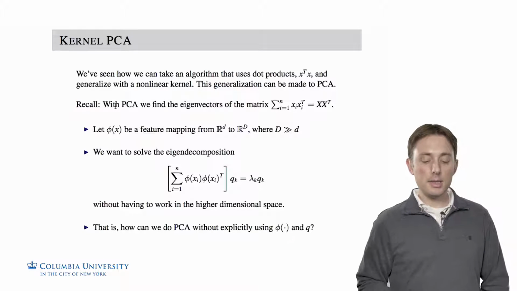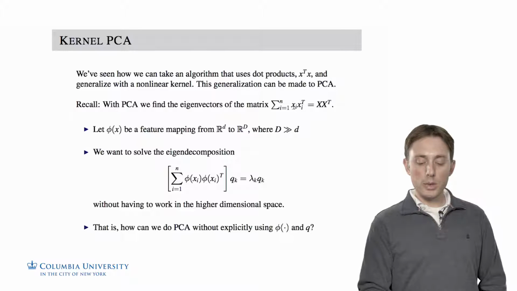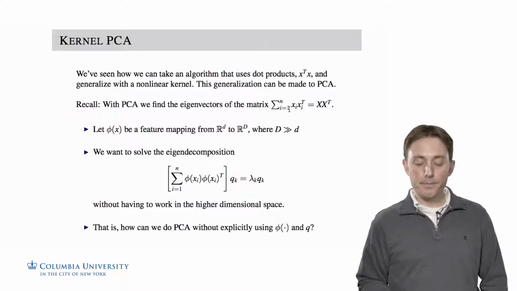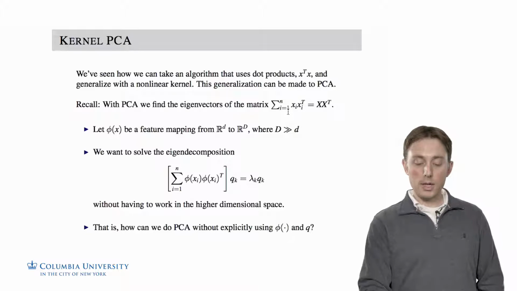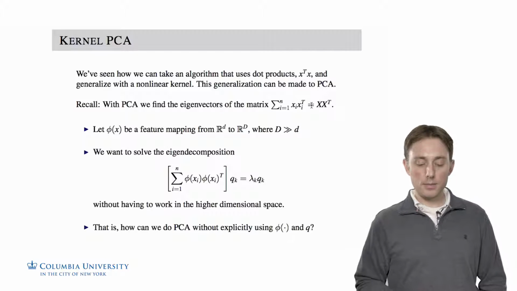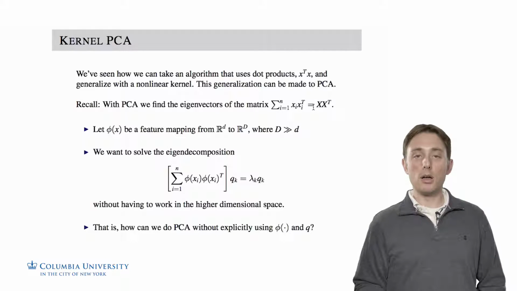So recall with PCA that what we do is we take each data point xi, we take its outer product, so we haven't gotten to the inner products yet, we take the outer product of that data point with itself and sum them up and represent that as this matrix product. So the matrix X had each xi along its column. We took X transpose, and then we found the eigenvectors of this matrix.